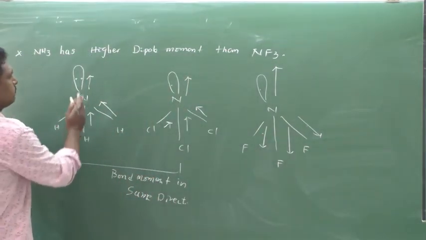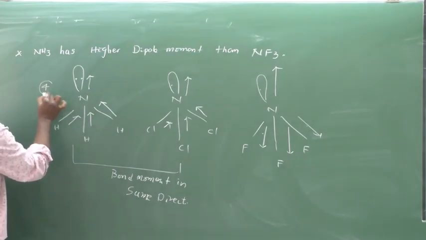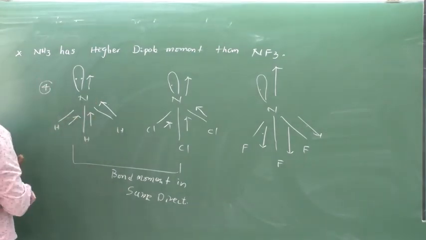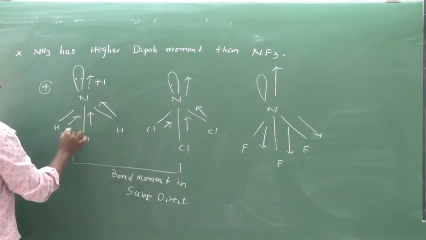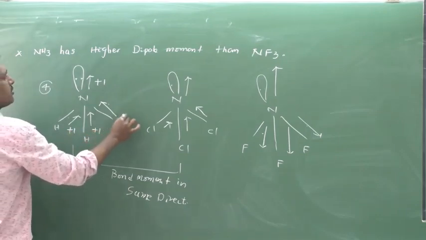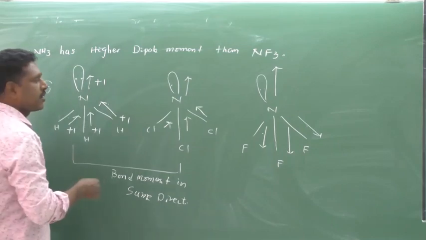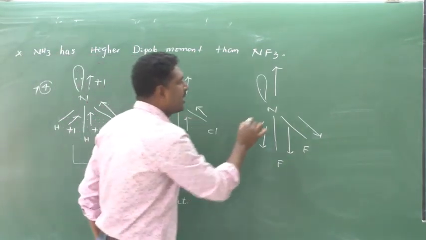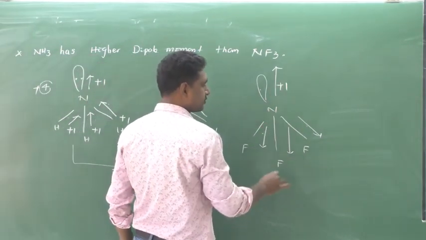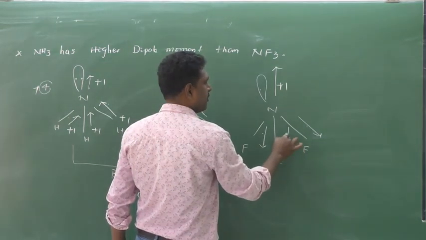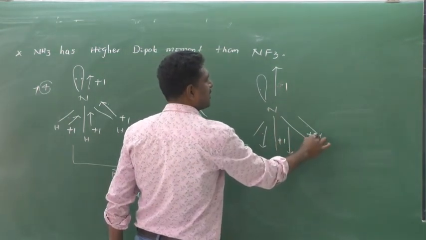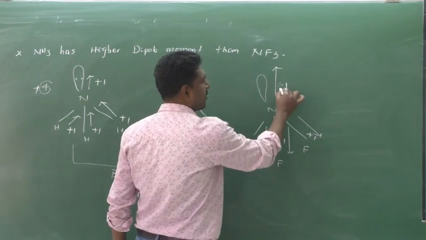Therefore here 4 bond moments are there. This is 1, 2, 3, 4. For example, this is +1, +1, +1, +1. Total +4 bond moment. This is an example I am giving. Here also the same. But here this is +1, +1, +1. Here -1.